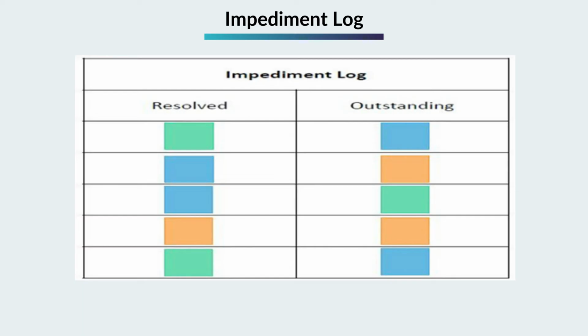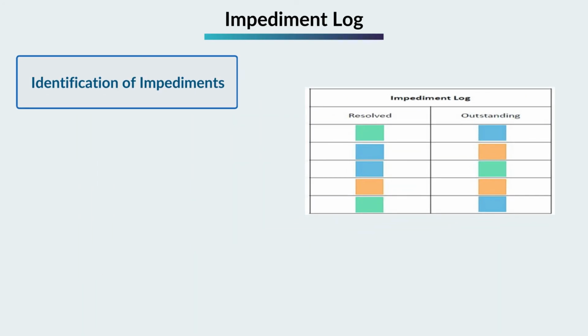Identification of impediments. During the daily Scrum meeting, team members, including the Scrum Master, discuss the progress of work. If any team member identifies an issue or obstacle that is preventing them from making progress on a task or user story, it is considered an impediment.